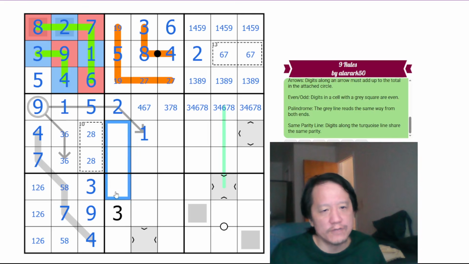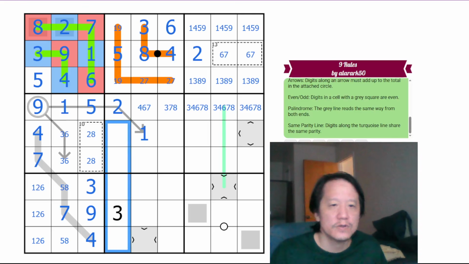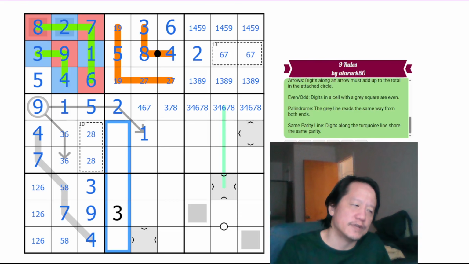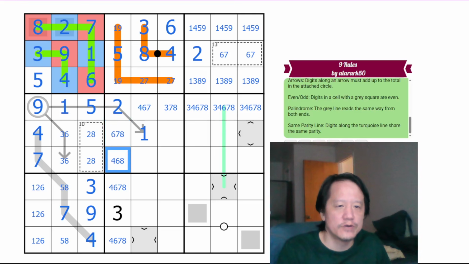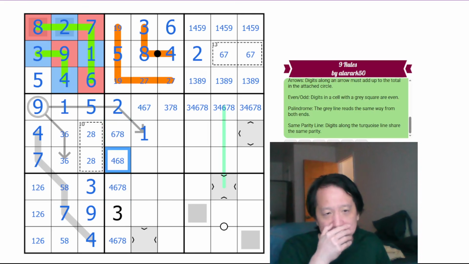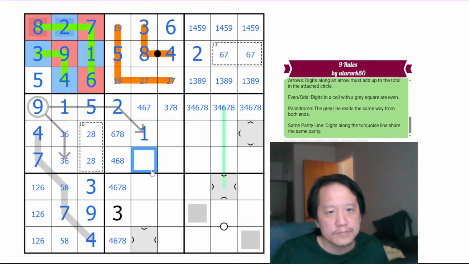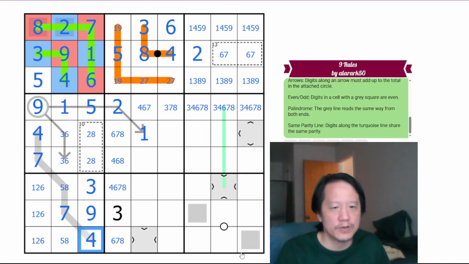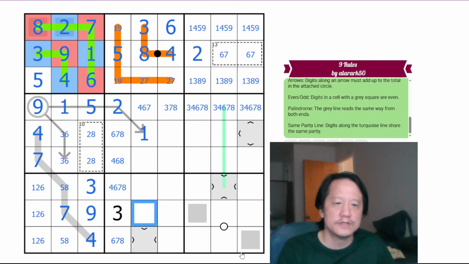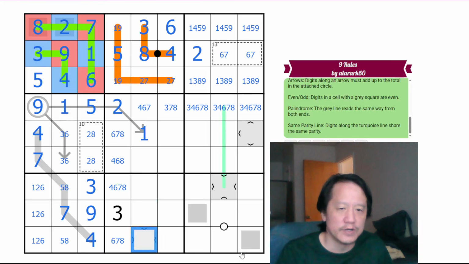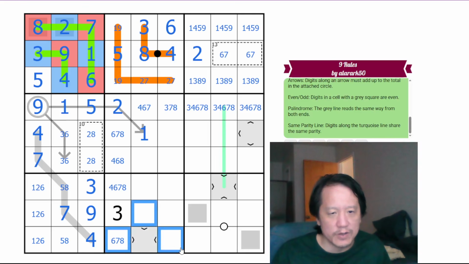Remaining digits of column 4. No 1, 2, 3, 5, 9. So it's 4, 6, 7, 8. Okay, no 4 here, no 7 here because of 4 and 7 in the row. No 4 here because of 4 in the row, and this digit is greater than that. So it has 3 digits that it's smaller than, so this has to be at most 6.